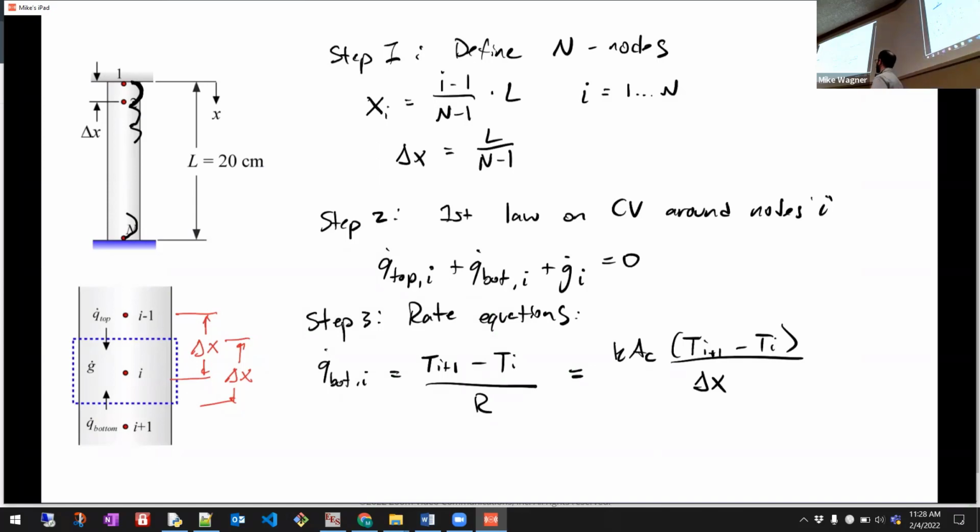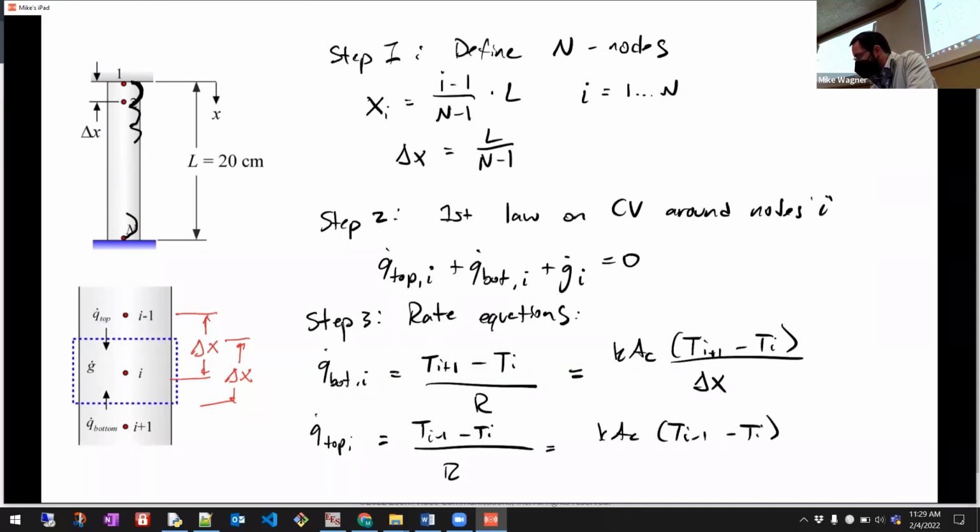So now we actually have an algebraic equation, right? It's this simple. We have an algebraic equation in terms of our temperatures, Ti plus 1, for one of the heat terms. Okay, so we do the same thing again for the top. Q dot top I is equal to Ti minus 1 minus Ti over R, and that gives us, again, K AC, Ti minus 1 minus Ti over delta X.